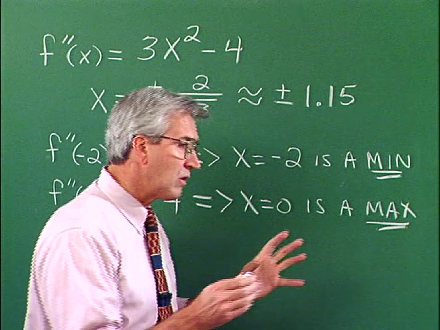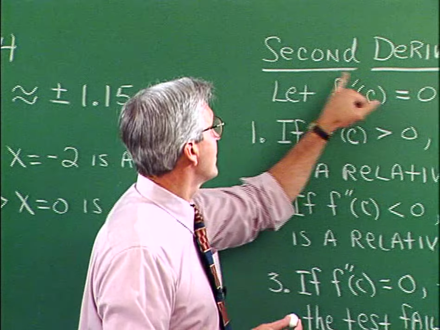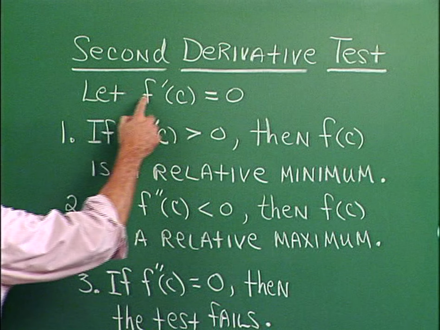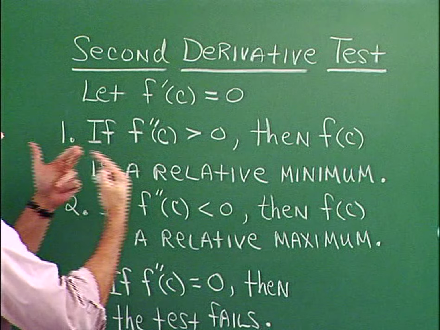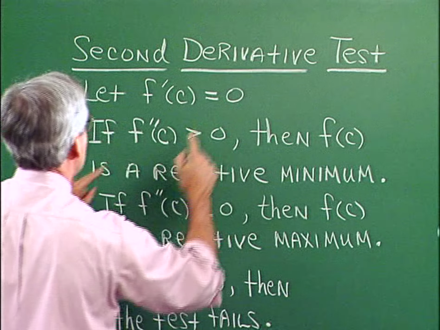Well, to summarize what we've just found, we enter the second derivative test. Let f prime of c be 0. So c is a zero of the f prime function.